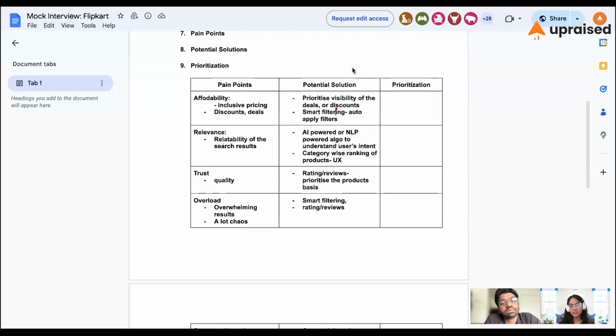Okay, since we are talking about price sensitive consumers right now, our number one goal will always be affordability, to make sure that they find the best deals. When we talk about affordability, smart filtering is a solution that I can see a lot of potential in, because it will automatically do away with a lot of chaos and junk that the user might see in the search results. So I would really like to prioritize this. How do I do it?